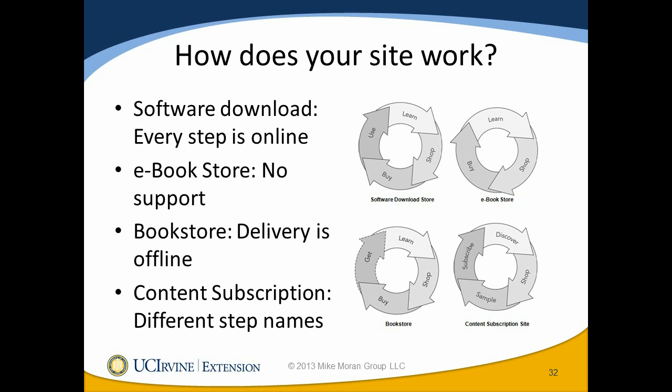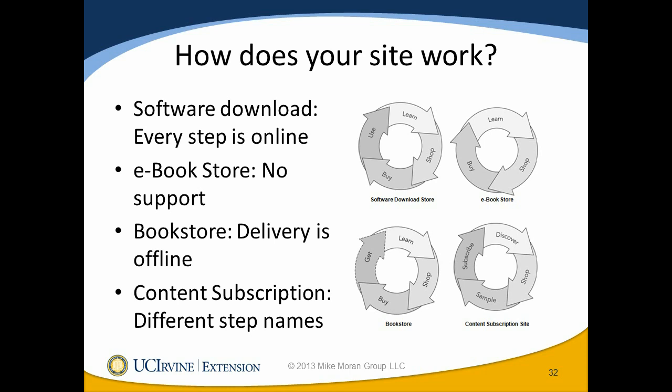For a bookstore, delivery is offline. So that get step is offline. But the rest of the steps can happen online. You might have other kinds of cycles for businesses, like if you have a consulting business where a lot of the steps are online. They may discover you online, but then engaging you might happen offline to determine, maybe there's a request for proposal that happens offline, and then actually receiving the service happens offline.